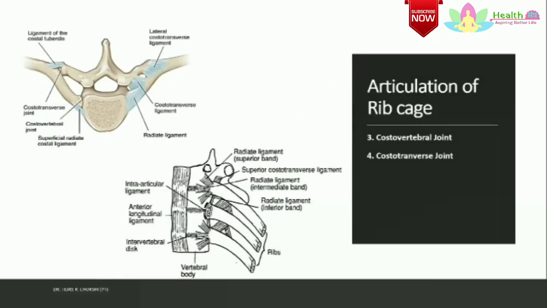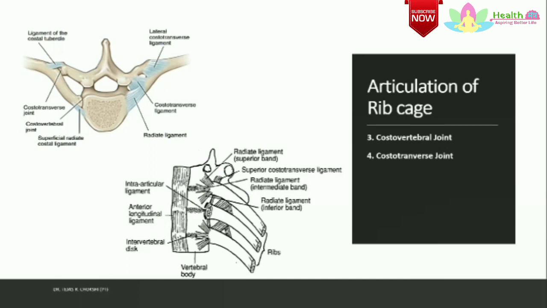Now the most important are the costovertebral joint and the costotransverse joint. Already we have discussed that the thoracic vertebra has a unique feature of 6 articulations. These 6 articulations will be here: the 4 articulations in the costovertebral joint and 2 articulations in the costotransverse joint, on each side.